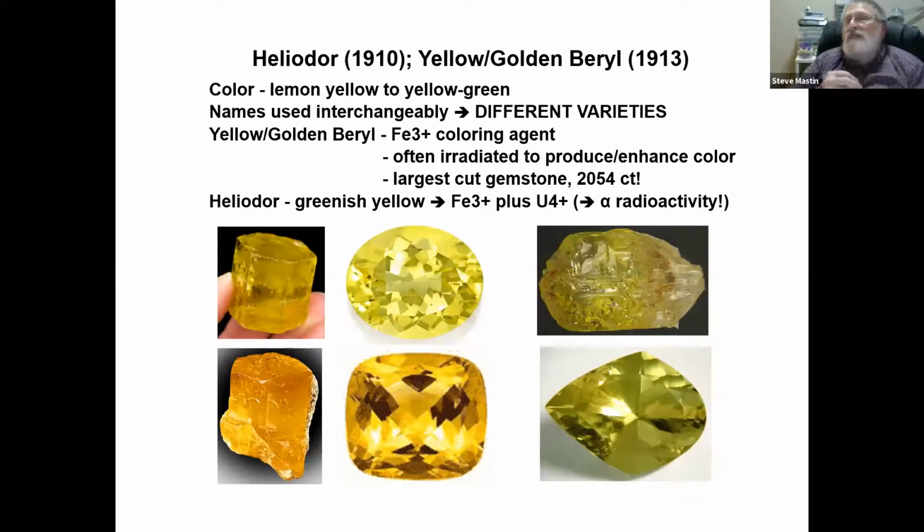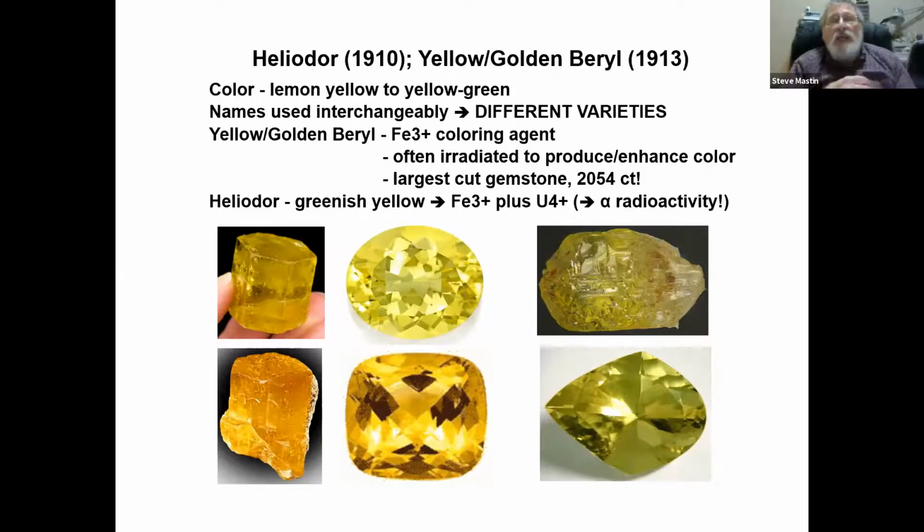I've got some gems that I bought from reputable dealers who have told me that they had been tested and they really are Heliodors. And I hope they're right because the price differential is significant. In any event, ferric iron is the coloring agent, but yellow and especially golden beryl is often irradiated to produce or enhance that color.